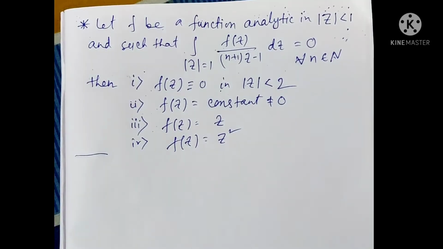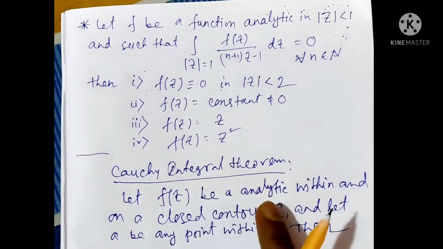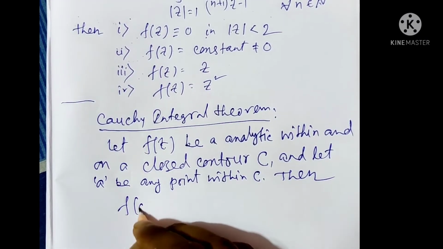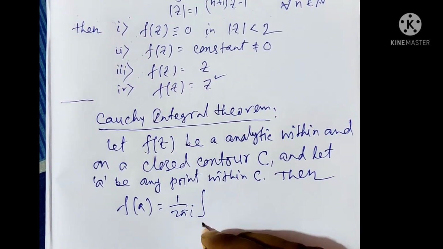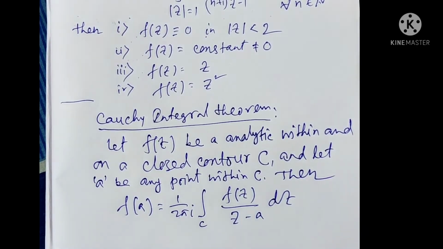Let us solve. To solve this problem, we need a formula which is known as the Cauchy integral formula, and we need another theorem, the identity or uniqueness theorem. So first we define the Cauchy integral formula. Let f(z) be an analytic function within and on a closed curve C, and let a be any point within C. Then f(a) equals 1 upon 2 pi i times the integral over C of f(z) / (z - a) dz.